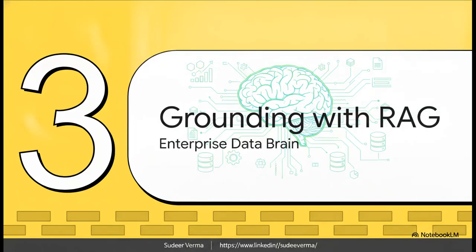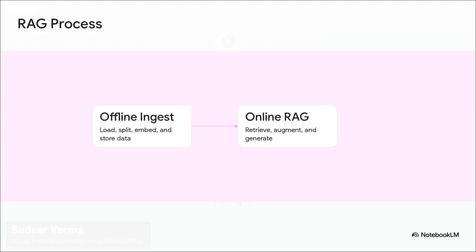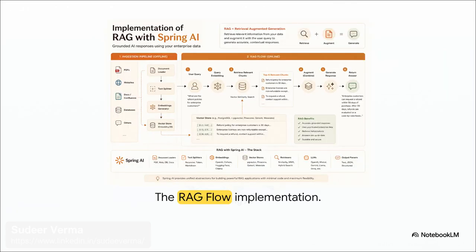All right, Section 3, Grounding AI with RAG. So, with our foundation poured, we need to give our AI a brain filled with your actual data. We achieve this grounding through RAG, or Retrieval Augmented Generation. Before we get into the complex architecture, just remember this simple 2-step dance. First, you have the offline ingestion pipeline. That's where we load up your internal PDFs, documentation, databases, split them into manageable chunks, embed them, and store them. Second is the online RAG flow, where we actively retrieve that stored data and augment the user's prompt with it right before generating an answer. Let's see how this builds out.